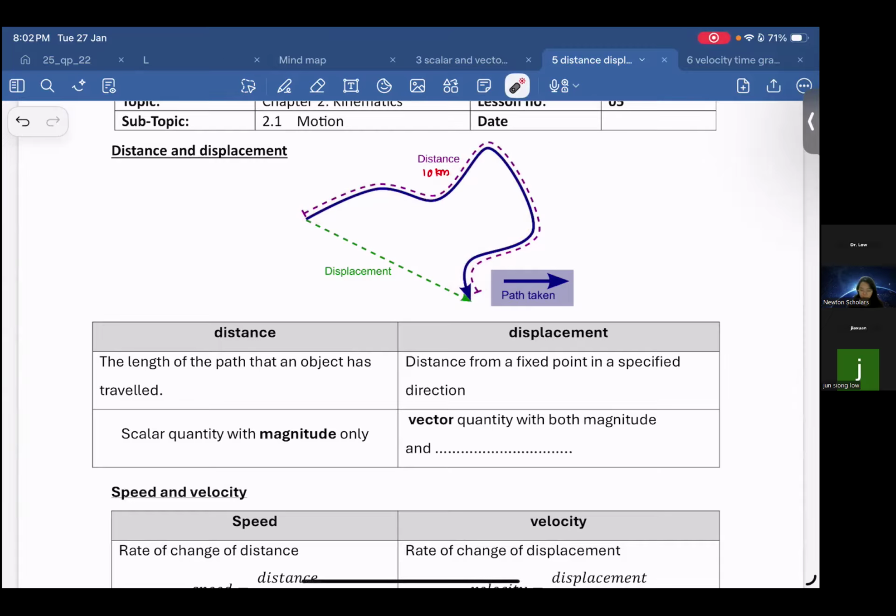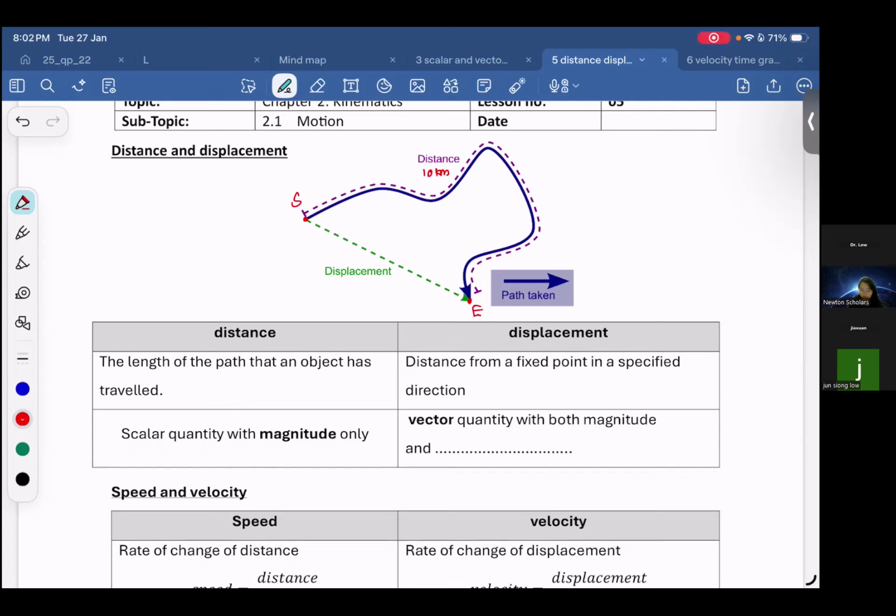So distance is a scalar quantity because it only has magnitude. I don't care about your direction. You just tell me your magnitude, how long the path that you travel. Displacement is different. Displacement needs to consider direction. I will ask you, where is your starting point? So here is my starting point. Where is your ending point? Here is your ending point.